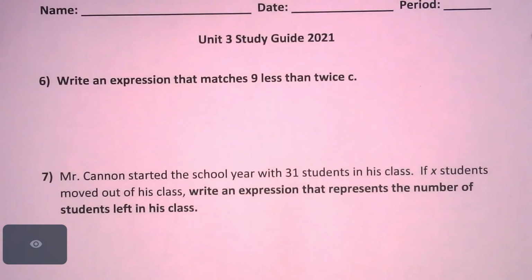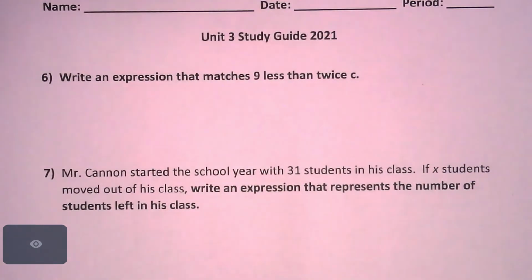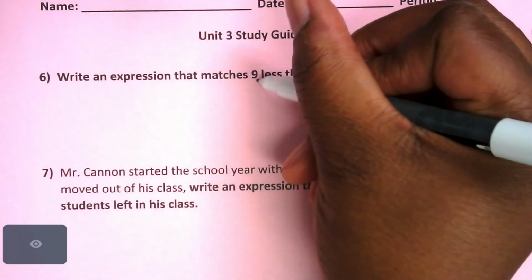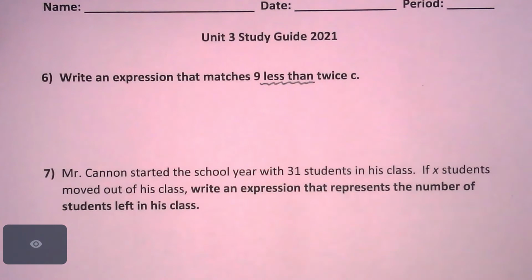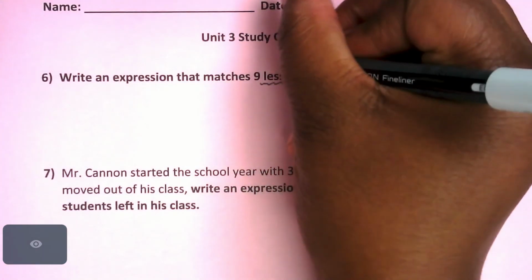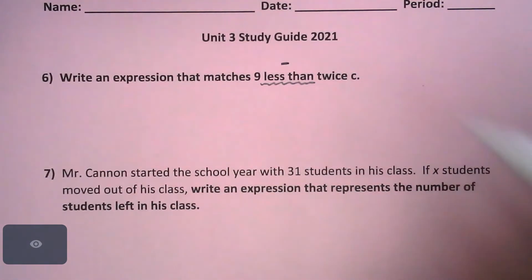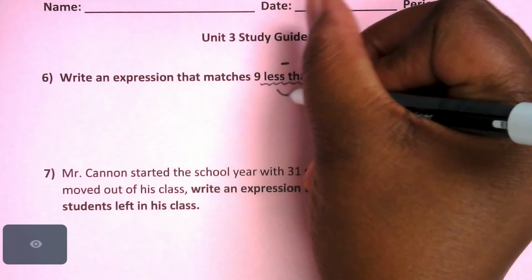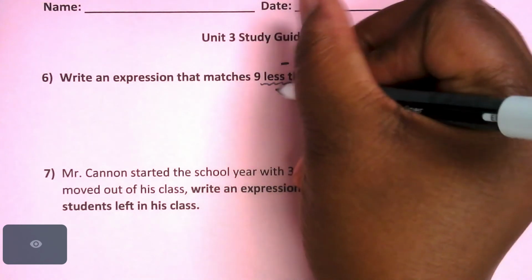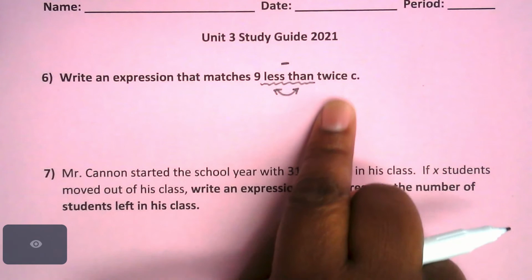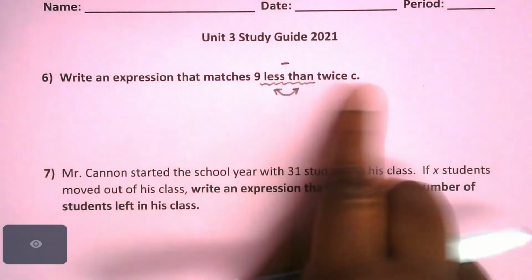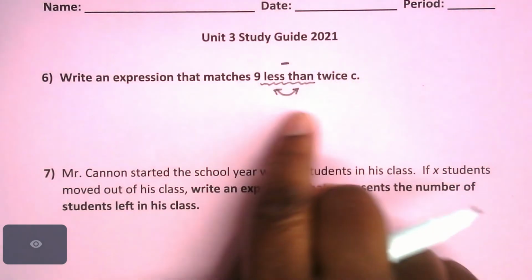All right, number 6, write an expression that matches 9 less than twice C. So the first thing I'm going to do is notice here that less than tells me to subtract. But I also need to notice that less than is a joker phrase. So what that means is whatever was over here and my final answer needs to go over there. Whatever was over here needs to go over there.